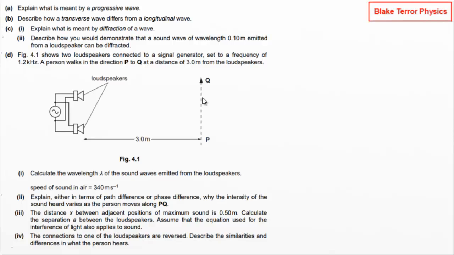Explain what is meant by a progressive wave. So a progressive wave is a transfer of energy. That's certainly something you want to get in. Transfer of energy, but not matter. That's the key part. And then we can say, via oscillations in a medium. So that's a new one of these definitions for this set of questions anyway, so it's nice to have something a bit different.